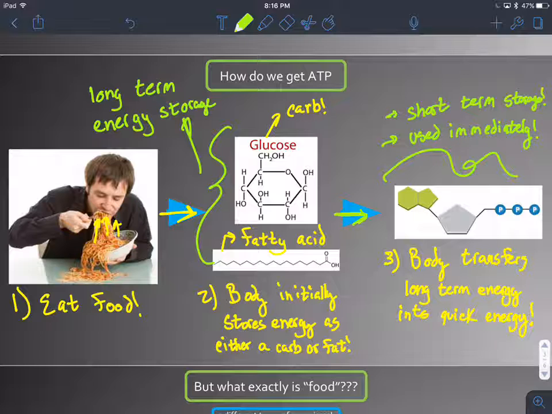So again, the three processes are someone eats food, the energy from this food is stored long term as either a carbohydrate or a fatty acid, and when the body needs to use energy, it quickly transfers this long term energy into short term energy, which is called ATP. All right, and this is the really short version of what goes on, but I hope this gives you a better idea that it goes food to long-term energy to ATP.